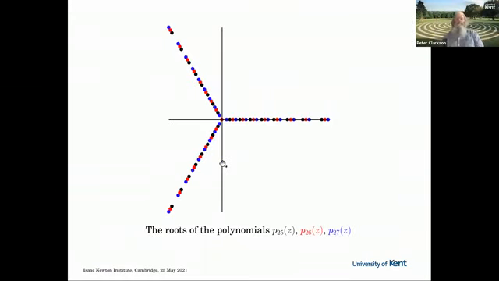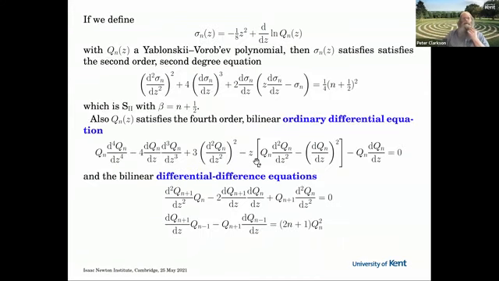And if you look at the roots of these polynomials, I've put P25, P26, and P27, you see that they lie on 3 rays in the complex plane. So these are polynomials that don't have all their roots on the real line. In fact, they have them on 3 rays. Of course, the rays that you associate with the Airy function.